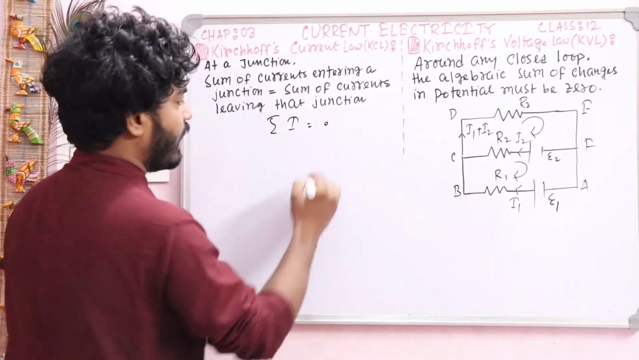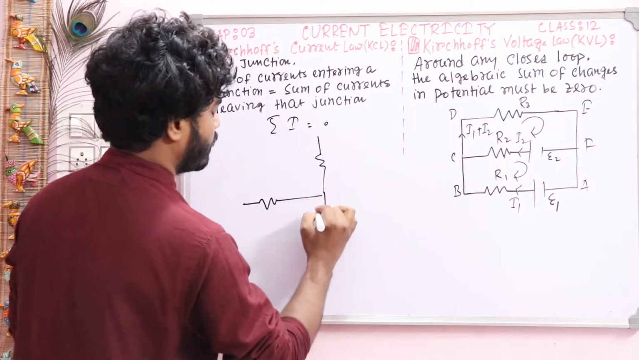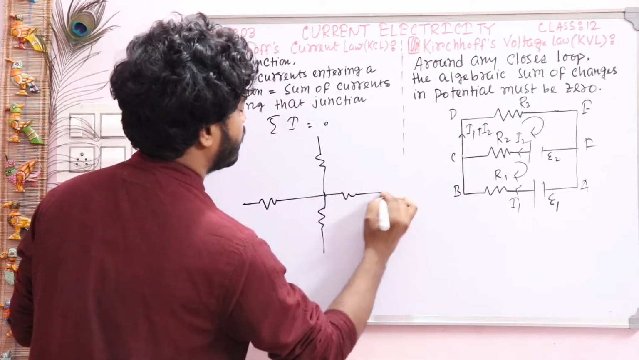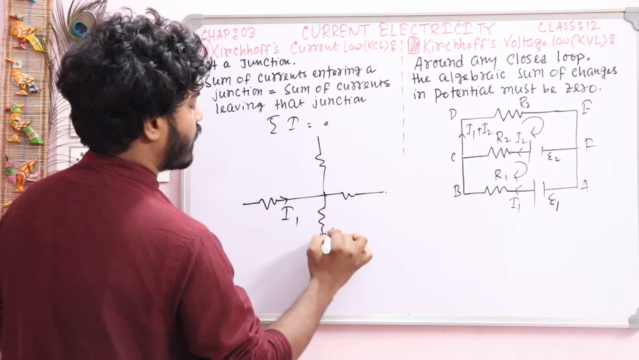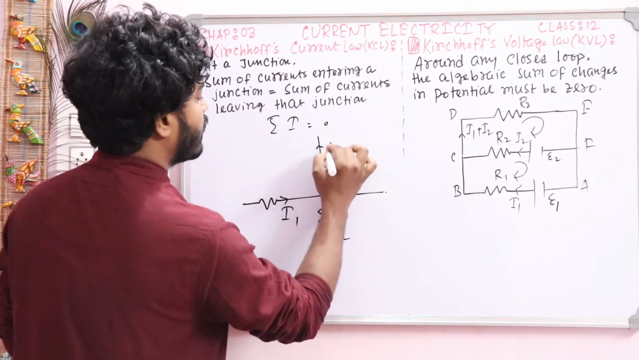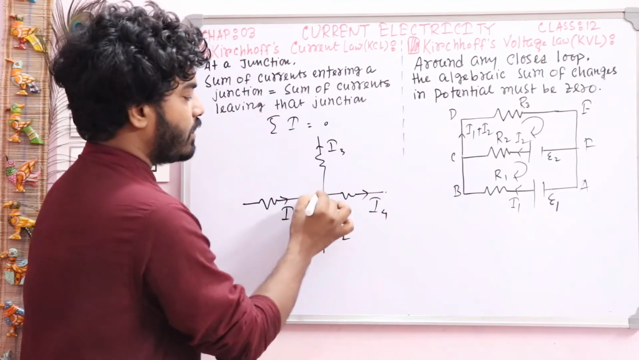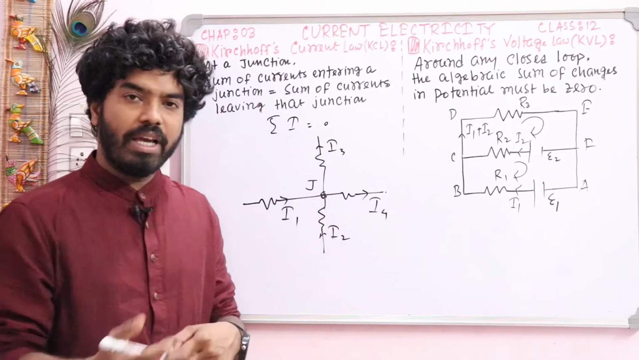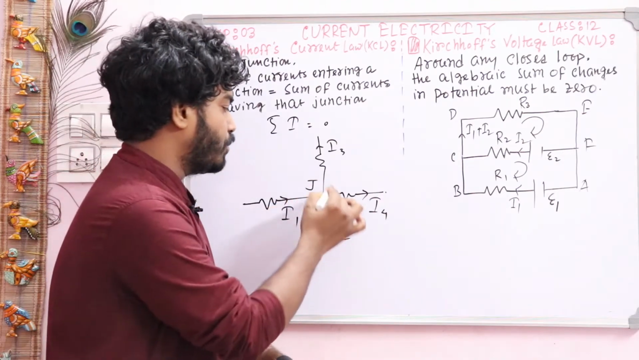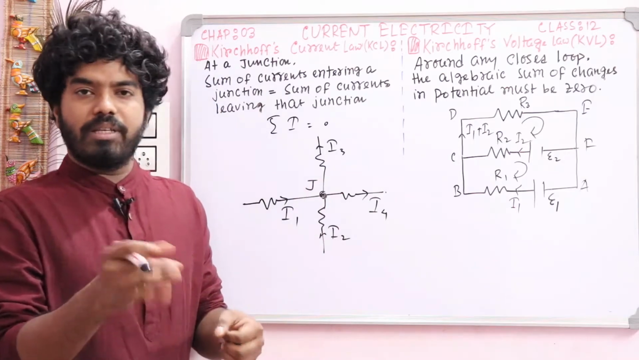Okay, take one example. Suppose this one has current I1, this one current I2, here current I3, and this one I4. Obviously this point is named the junction point, suppose J. Why? Here 1, 2, 3 and 4 wires meet. So this point is named the junction point.